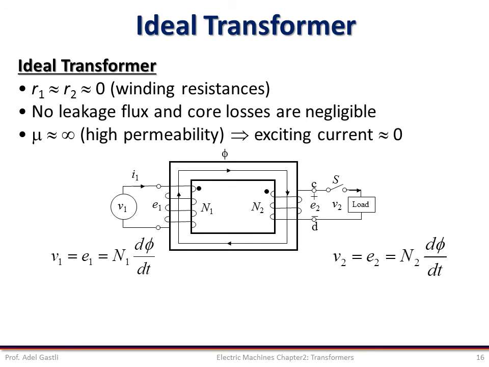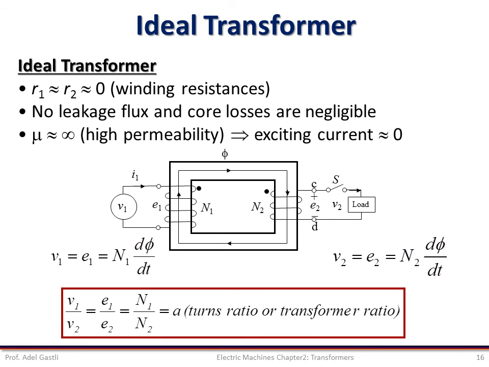Therefore, we can consider that the terminal voltages at the primary and secondary sides are equal to their respective induced EMF voltages E1 and E2. Thus, we can write that the ratio of the terminal voltages is equal to the turn ratio A, which is also called the transformer ratio.